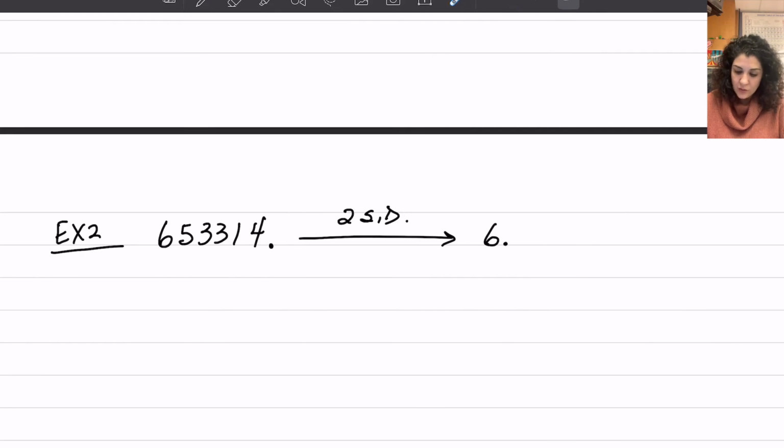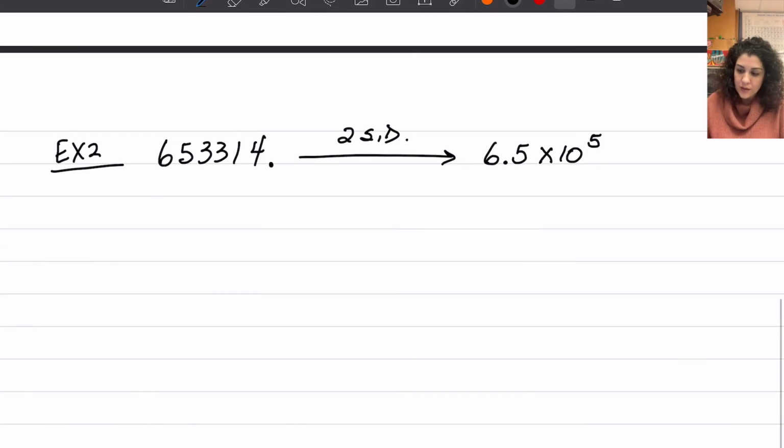That's where my decimal is right now. Let's look at the number that comes next. It's a 5. Is it going to get rounded up? Nope, because the number after it is a 3, so it's not. So it's just going to be 6.5 and then times 10. And again, we said we moved it 5 times. So it's going to be 6.5 times 10 to the 5. So when you're going to the left, you're always going to have a positive exponent.